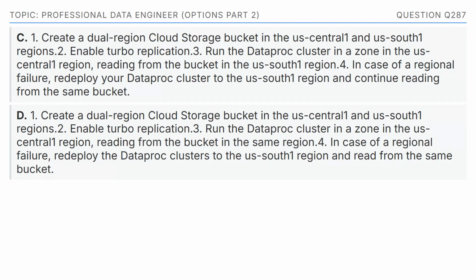And the remaining options are option C, 1. Create a dual-region Cloud Storage bucket in the US Central 1 and US South 1 regions. Point 2. Enable turbo replication. Point 3.